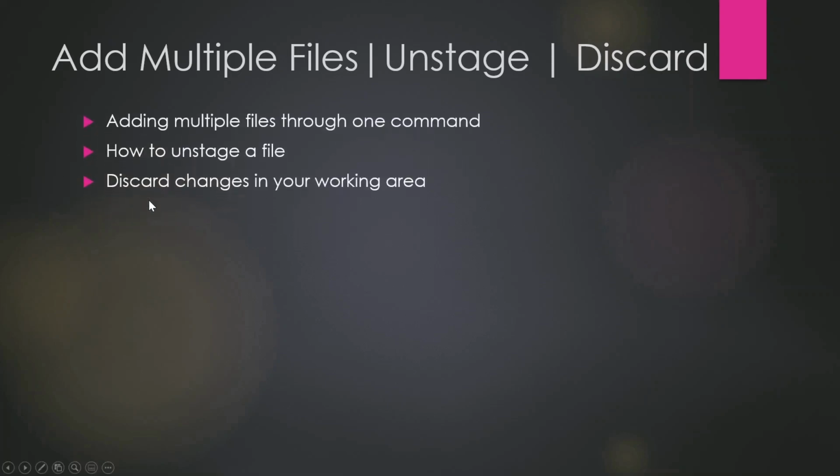So, as you can see on my screen, in today's video we are going to talk about these three things. First is add multiple files, second is how to unstage a file, and third is how to discard a file. So basically three things: adding multiple files through one command. As you know, we have been adding files through the file name, but now we'll do it through one command and add multiple files. And then how to unstage a file which has been staged, and then how to discard changes that you have done in your working area.